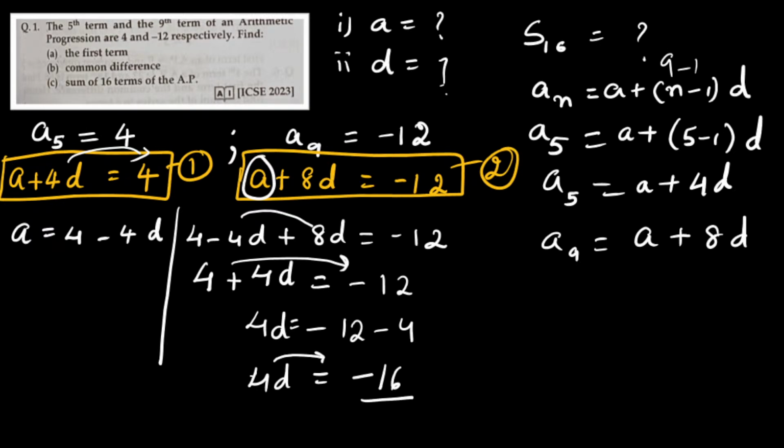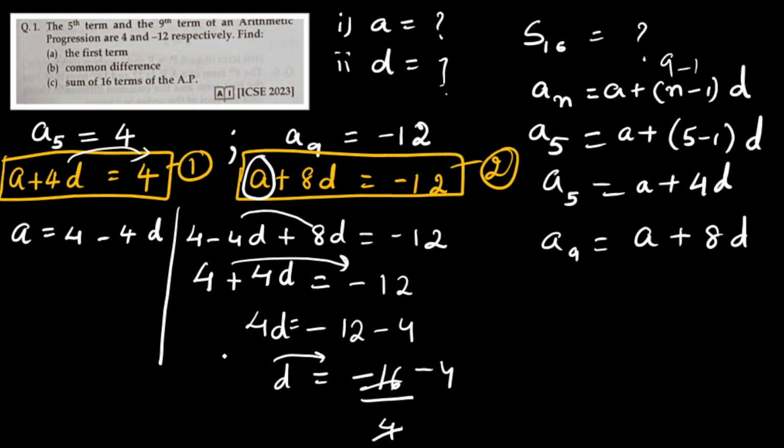And now this 4 will shift to the other side, it will get divided by 4. So we'll get the value, d's value will be minus 4. So d is equal to minus 4. Okay, so you people have shared the answers as well.